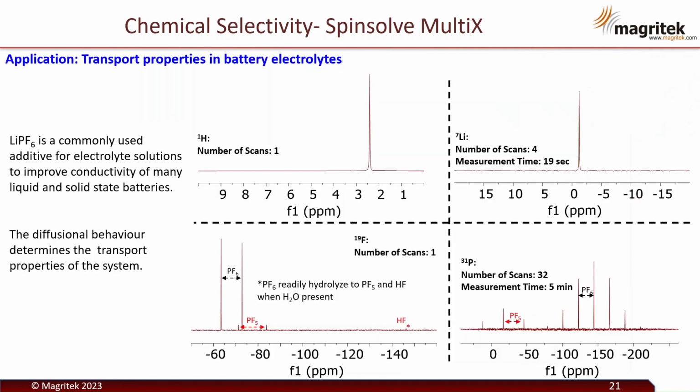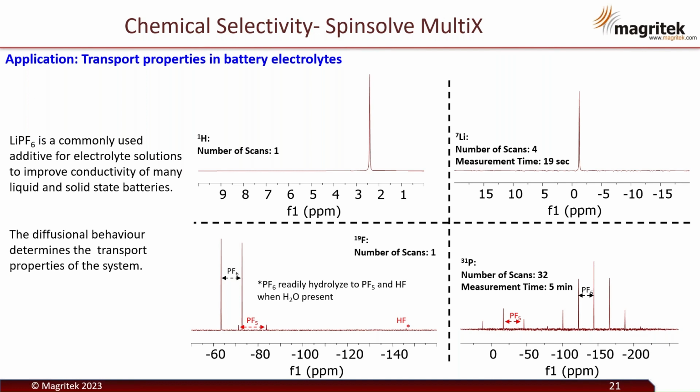So if we go into the application here, we're going to study the transport properties of battery electrolytes, in which what we're looking at is lithium PF6 in DMSO. Lithium PF6 is a commonly used additive for many electrolyte solutions, and that's typically done to improve the conductivity of many liquid and solid state batteries. Here, the lithium PF6 is at a concentration of about 300 millimolar, and we're going to track the diffusion behavior of the lithium, the PF6 anions, and the DMSO through NMR diffusometry experiments to determine the complete transport properties of the system.